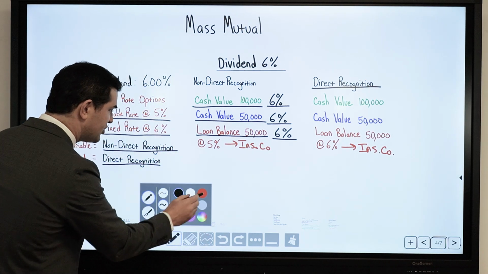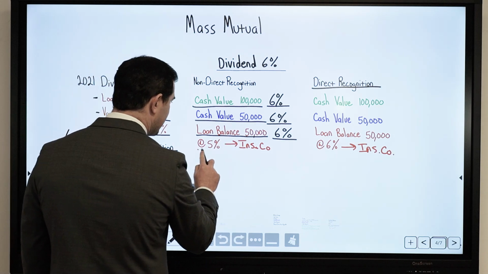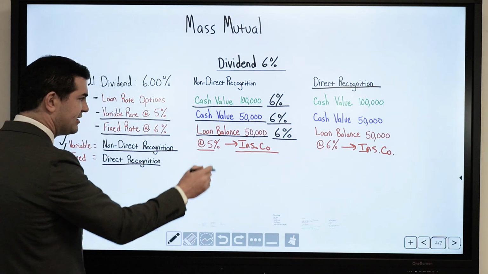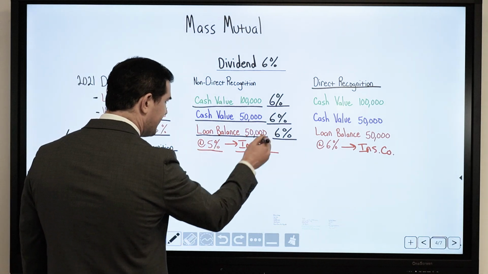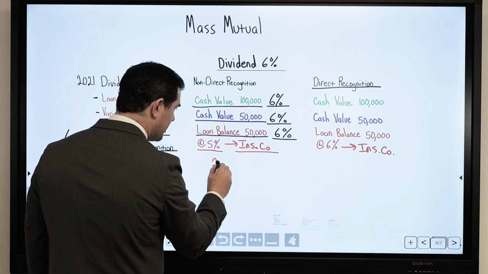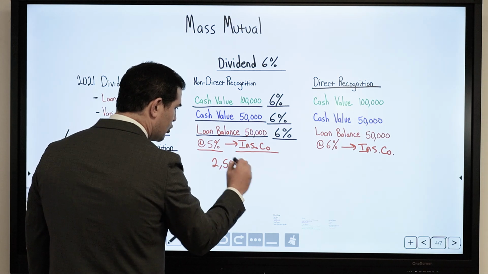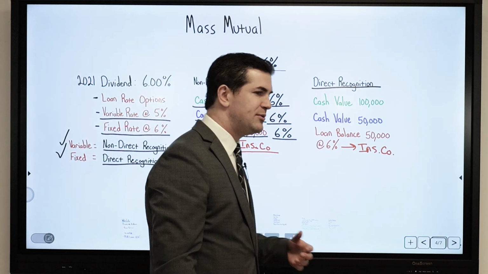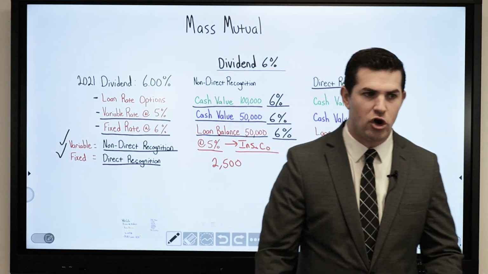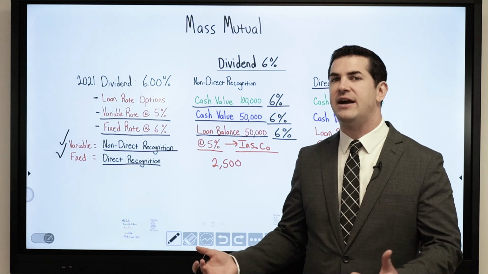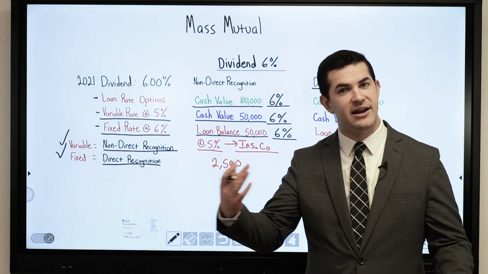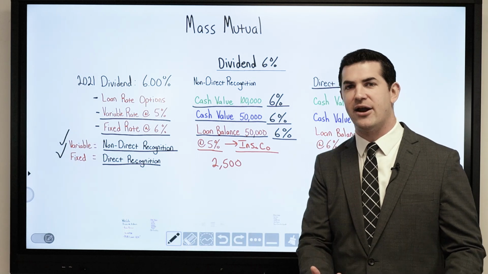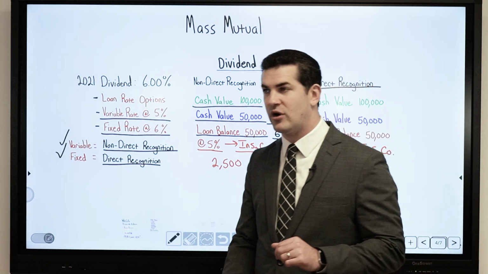Now, there is a cost to borrow. So with their non-direct recognition contract, I've got the 5% loan interest expense that does go to the insurance company. If I take out a $50,000 loan, that would be $2,500 over the course of one full year. However, I'm still receiving the 6% dividend on my full cash value as if I never touched it in the first place. Non-direct recognition, they do not recognize the fact that I take out a loan. Versus their direct recognition contract.